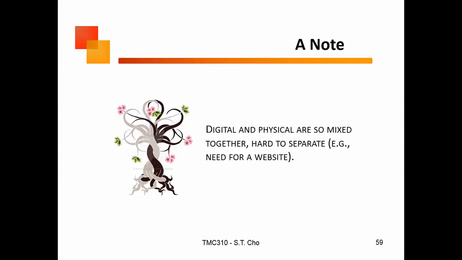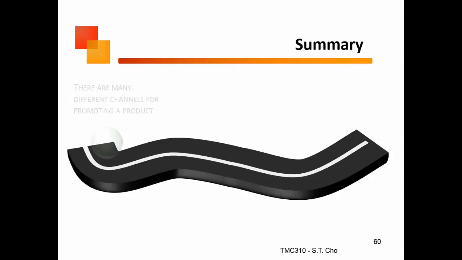Anyway, wrapping this lecture up, the thing where marketing becomes really kind of confusing today is that physical and digital are all mixed together. You can't separate one from the other anymore. And that's, for example, even Walmart has a website. I mean, one way or another, you're going to have to be digital.